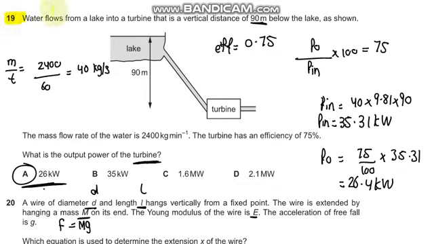So, question number 19 says that water flows from a lake into a turbine that is a distance of 90 meters. The mass flow rate is 2400 kg per minute. The turbine has an efficiency of 75%. What is the output power of the turbine?